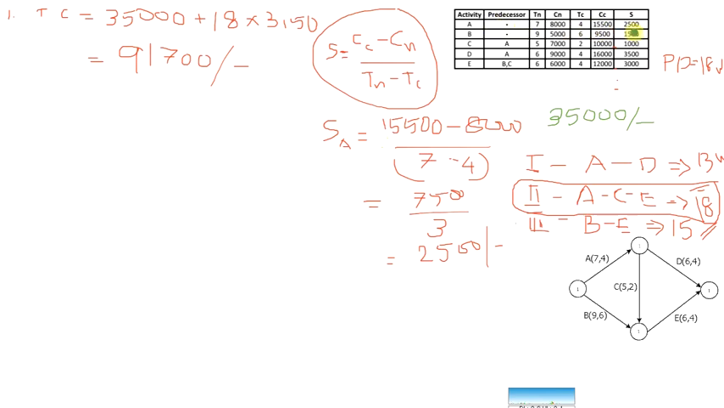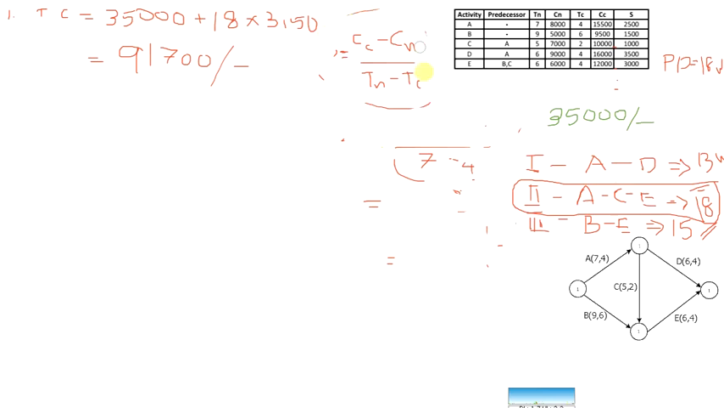For activity A, the crash slope is 2,500. For B it is 1,500, for C it is 1,000, for D it is 3,500, and for E it is 3,000, using the same equation. Okay, so the total cost of the project is 91,700 rupees, and we have calculated the crash slope of all the activities, and it is shown in the table also. Okay, now we will start to crash.